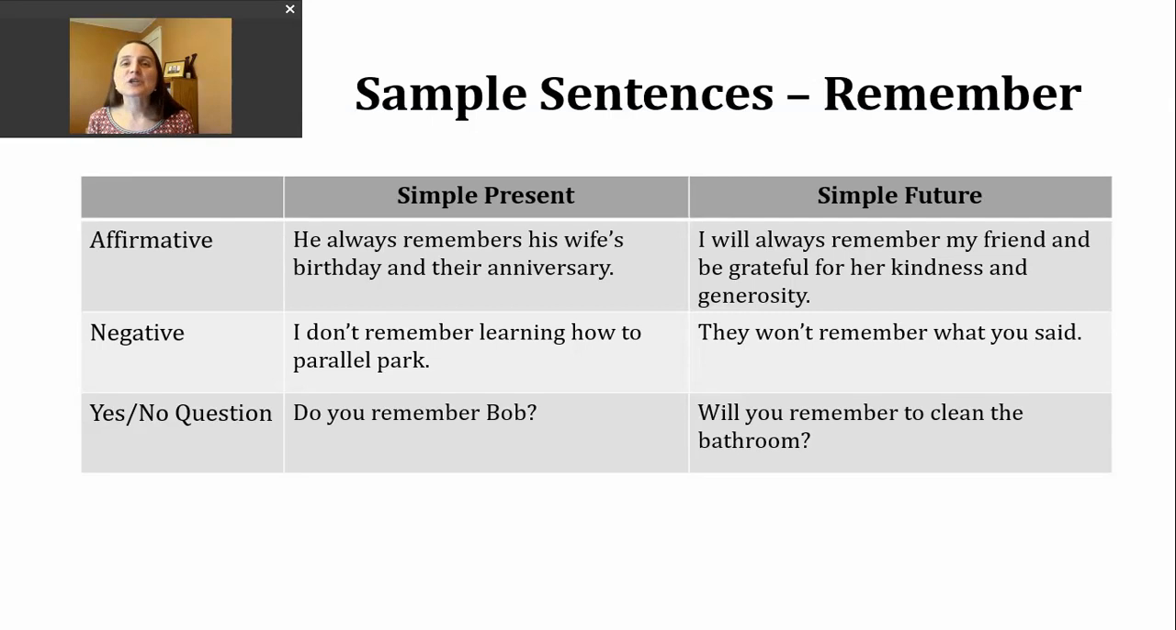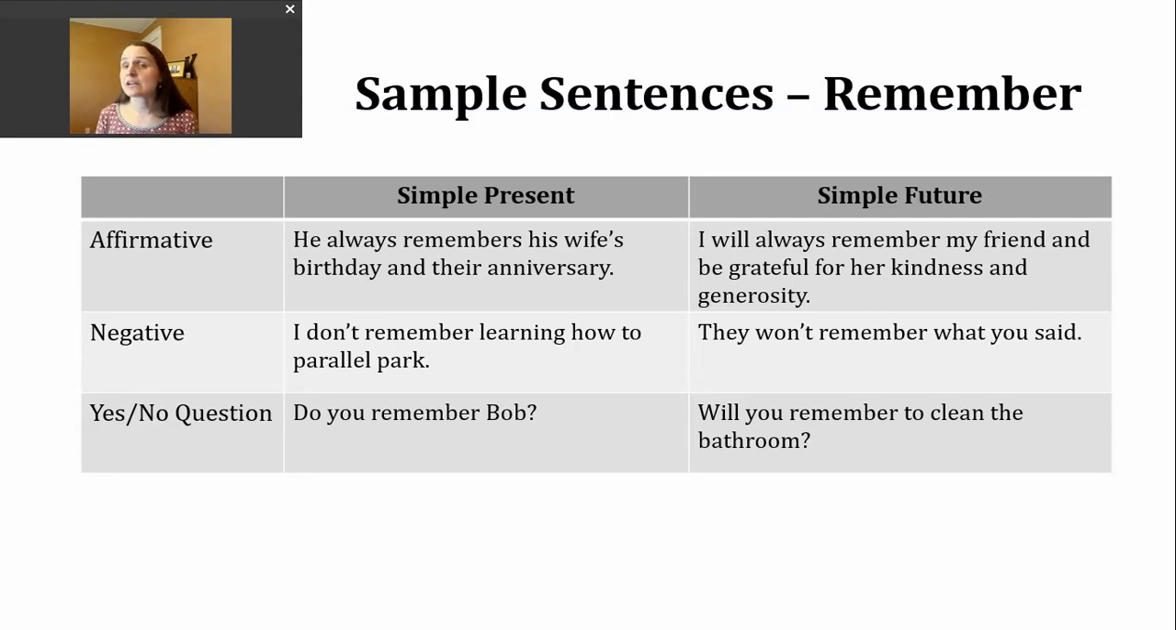So let's look at negative now. To do this, all you'll want to do is use will, not, and then the base verb. Again, doesn't matter what the subject is. You might hear some people use the contraction won't, and you'll see that in my example sentence. They won't remember what you said. Right? So here, maybe someone is making a prediction.